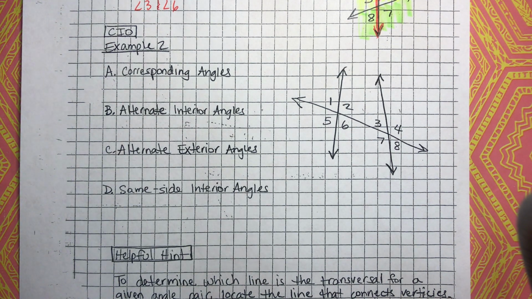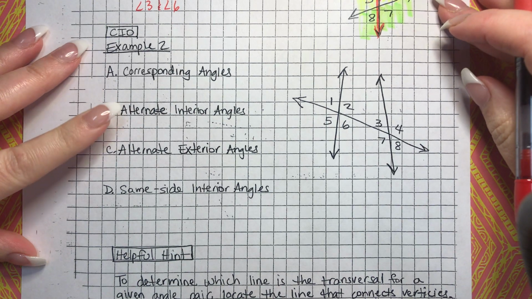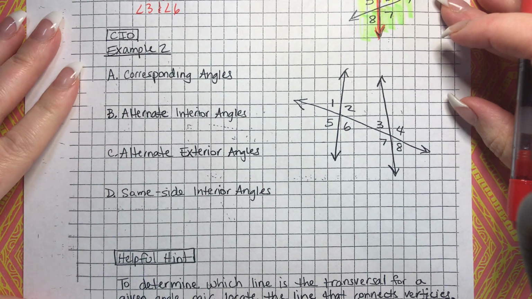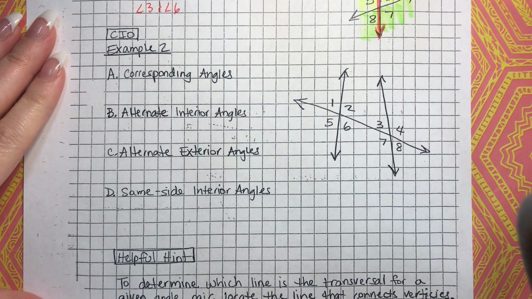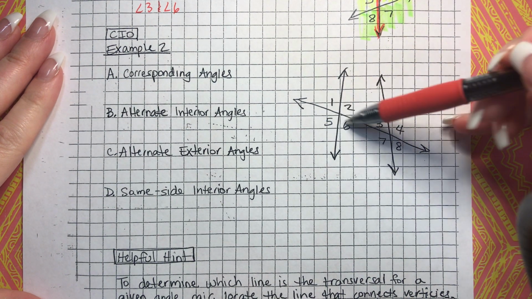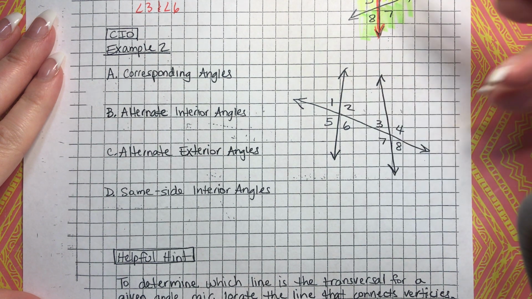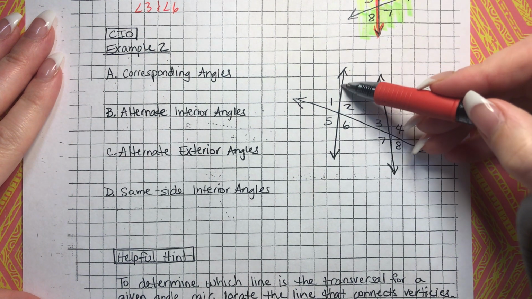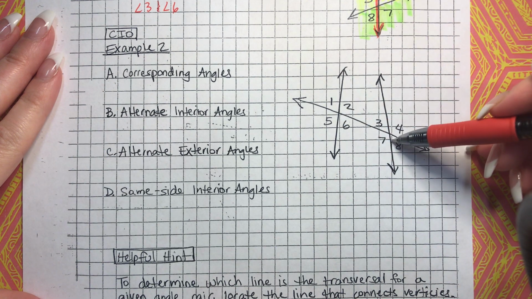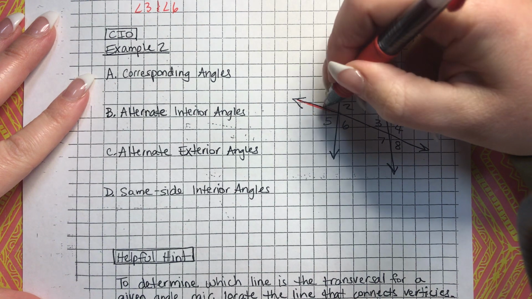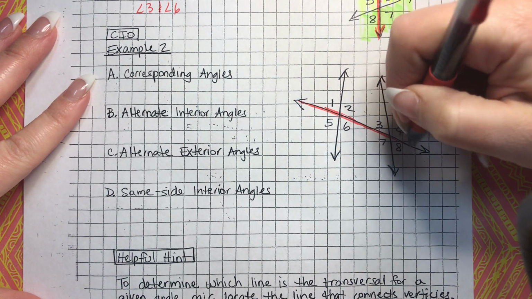Okay, we're back. The first thing to do when we're talking about corresponding angles, alternate interior angles, alternate exterior angles, and same side interior angles is to figure out, well, what is that transversal? So remember, the transversal intersects two lines. So this line right here intersects this line and this line, so that's the transversal. This line only intersects one line, and this line only intersects one line, so those two are not. But this is the transversal here.